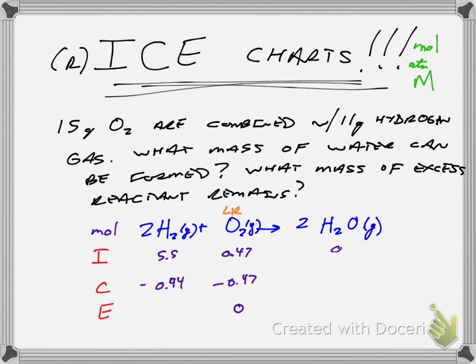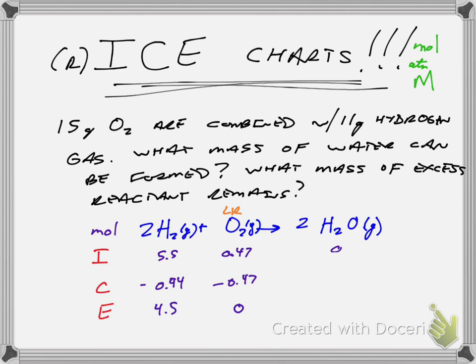So I immediately know that hydrogen, I started with 5.5, I used 0.94, and so now I know that I end up with 4.5 moles of hydrogen, which you can see is the last question I'm going to answer, right? It's going to help me get the mass of excess reactant. Well, while I'm here, I could have done the same thing with water, right? I could have taken oxygen's number, divided by 1, multiplied by 2, but I'm never going to do that.